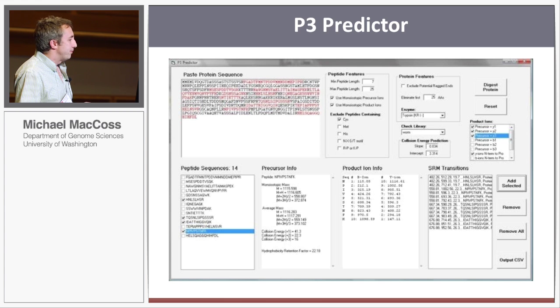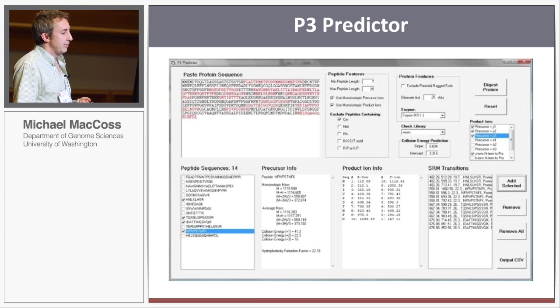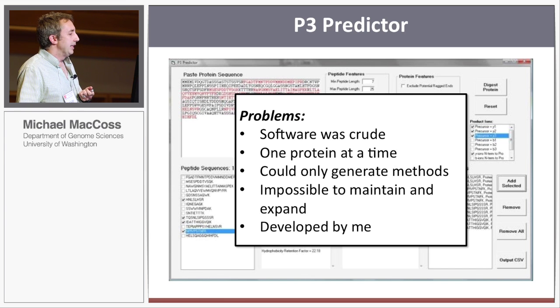So out of desperation, one weekend, trying to come up with my list of all the transitions you can measure, I wrote a piece of software to do this. Basically, paste in a peptide sequence, and you could calculate the features, the masses and fragment ions, and then spit that out to measure in the instrument. There are a bunch of problems with this.